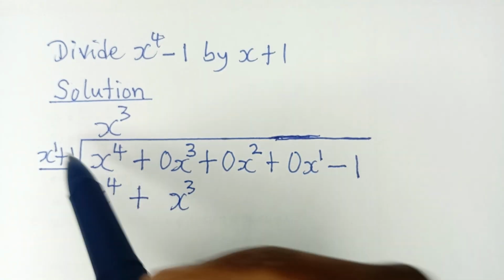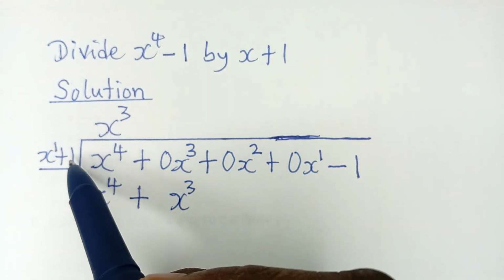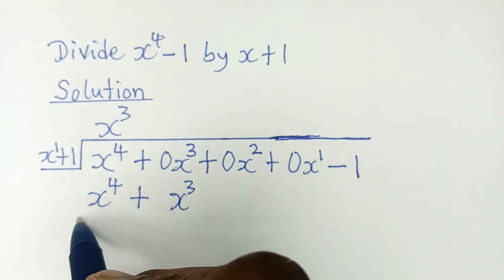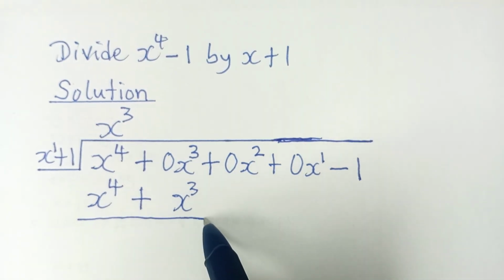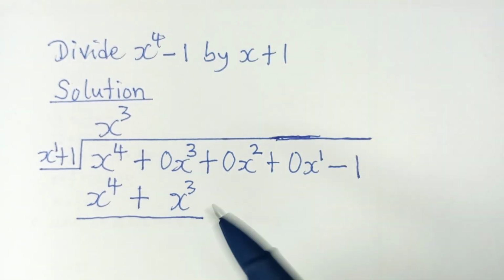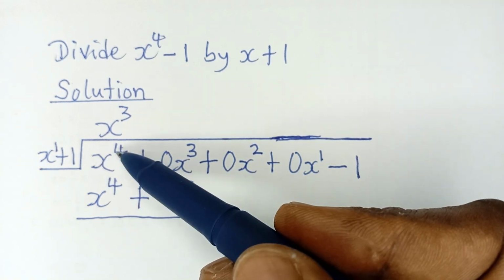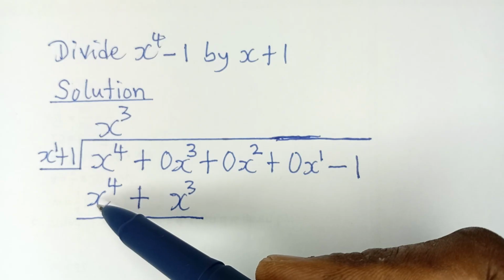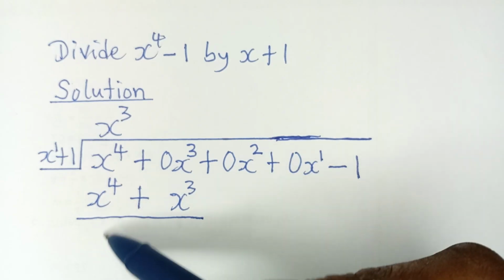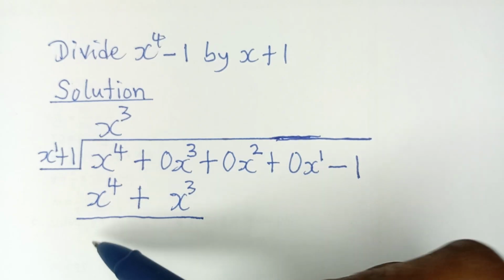So the next thing, after using this to multiply these terms, is to carry out the process of subtraction, just like when you are carrying out long division. So now we are going to subtract. x raised to power 4 minus x raised to power 4 will give us 0. There's no need of writing the 0. So this is already 0.